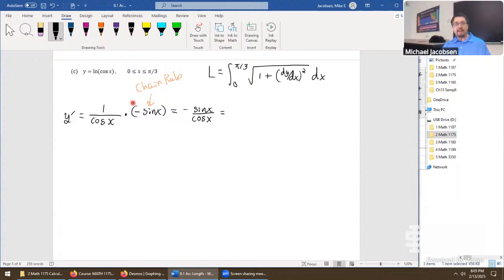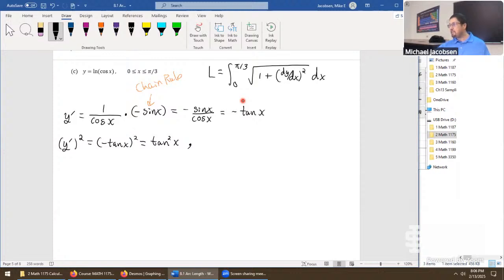But this problem is really now a little bit more about reviewing trigonometry at this point. Sine over cosine is a tangent, so this is just a negative tangent x. So we've got the dy dx. Next thing we'll do is square that thing. So here's y prime squared. It goes nice. We're just taking negative tangent x, squaring it, and that gives us tangent squared x.